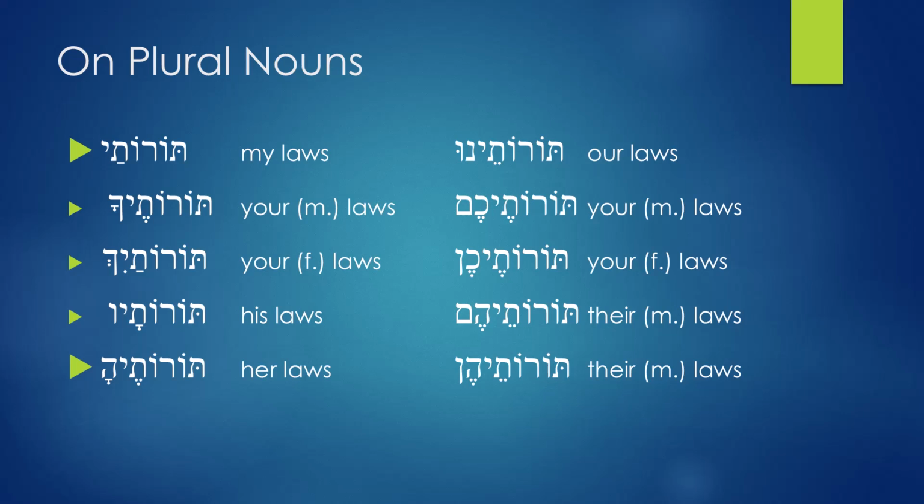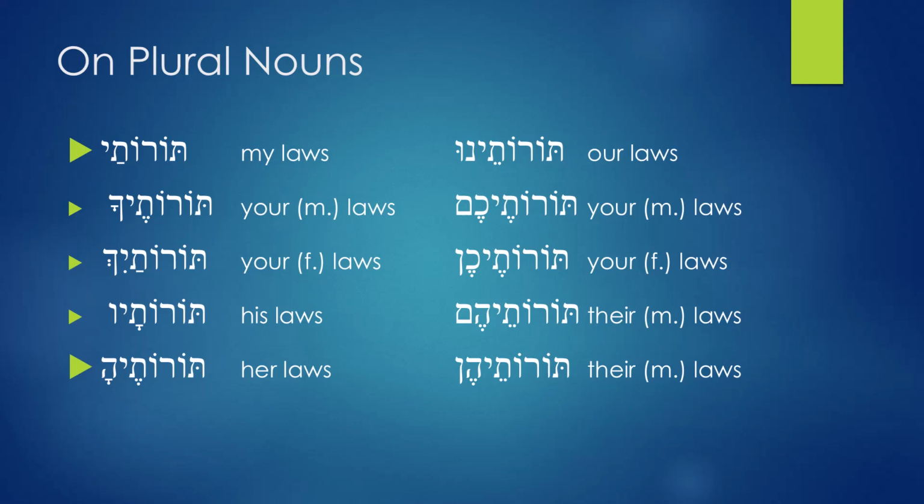Second person, we have torotecha. Torotecha means your laws. Second person feminine, we have torotaich. And that means your laws. Third person masculine, we have torotau. And that means his laws. Third person feminine, we have toroteha. And that means her laws.